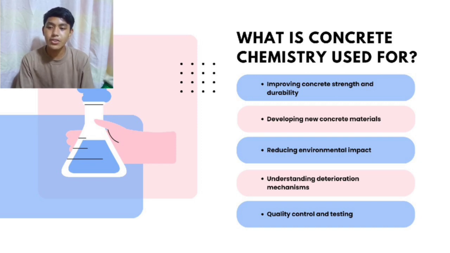It also includes understanding deterioration mechanisms. Concrete is subject to a wide range of environmental and chemical stresses that can cause it to deteriorate over time. Concrete chemistry is used to study the mechanisms of deterioration and develop strategies for mitigating the effects of these stresses. And lastly, quality control and testing. Concrete chemistry is used to develop and implement quality control measures to ensure the concrete meets specific performance standards. It is also used to test the properties of concrete in the laboratory and in the field.